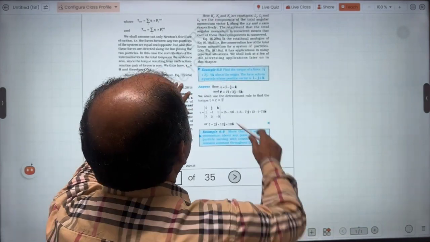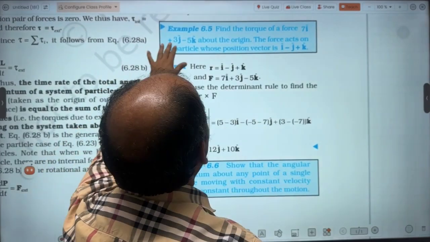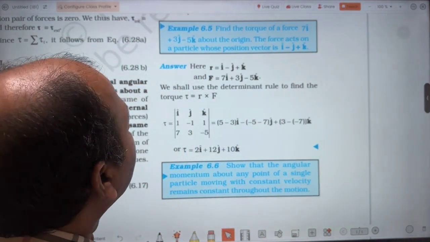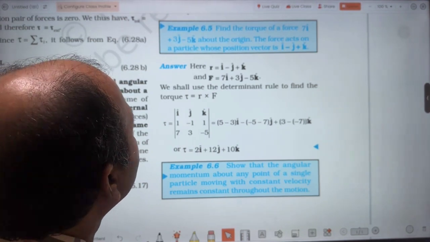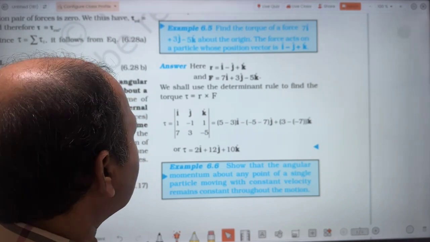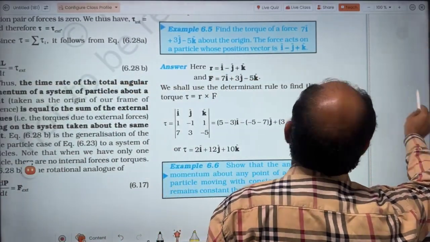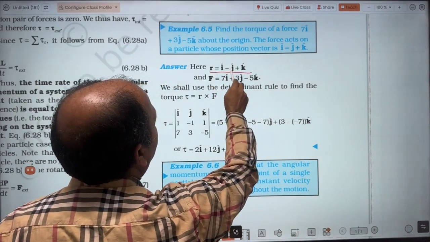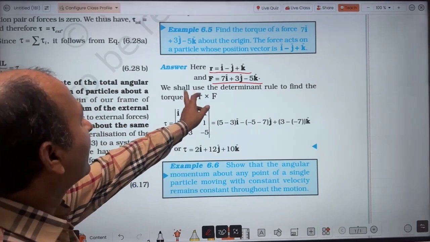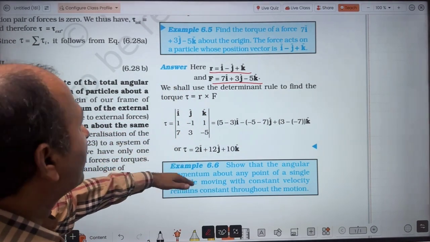Here there is one question. Find the torque of force 7i plus 3j minus 5k about the origin. The force acts on a particle whose position vector is i cap minus j cap plus k cap. So it is obvious, as I explained to you, that R is given as i minus j plus k, and F is given as 7i plus 3j minus 5k. So we have to use the determinant method to evaluate torque.